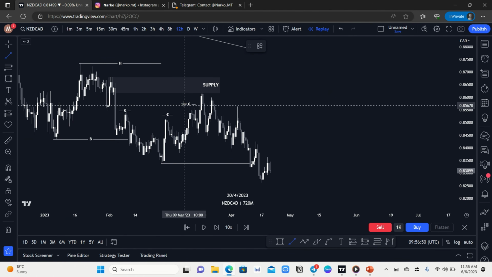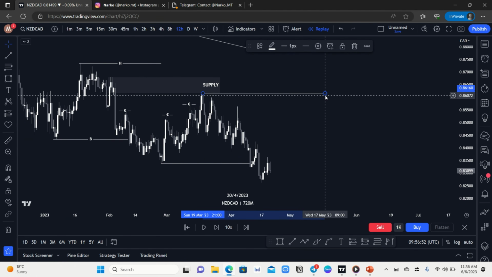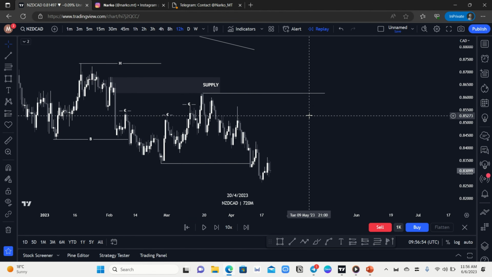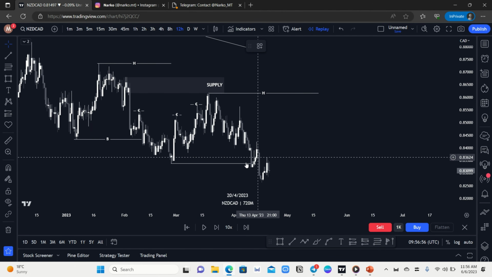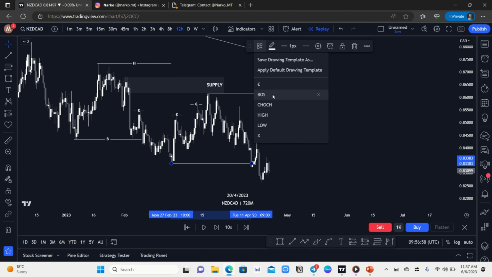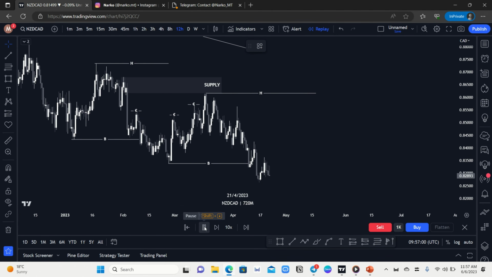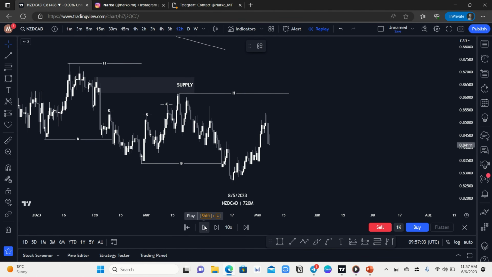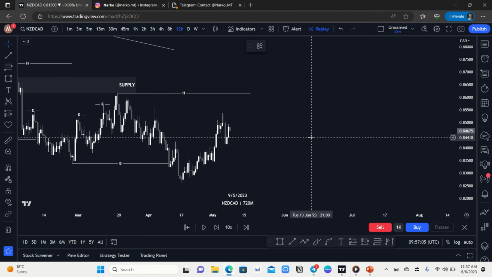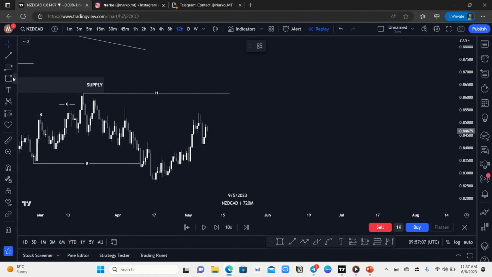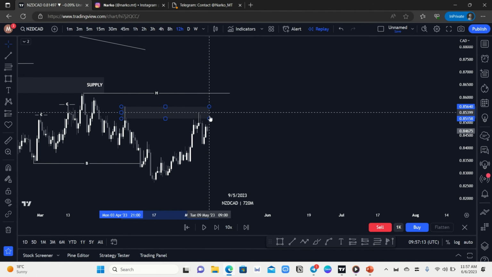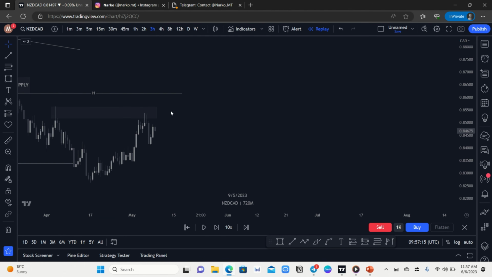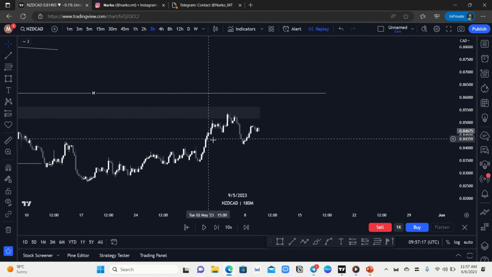Okay, and we know that since we are in a bearish trend, we don't want this high to be broken. Now let's play price and see what happens. So now I can see that price respected this high here, which is our weak entry. Let's move to the lower time frame and see.